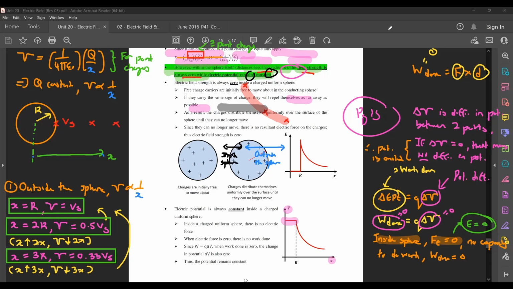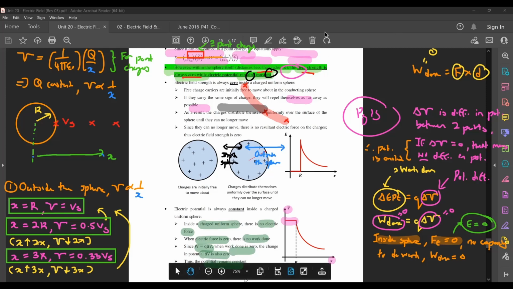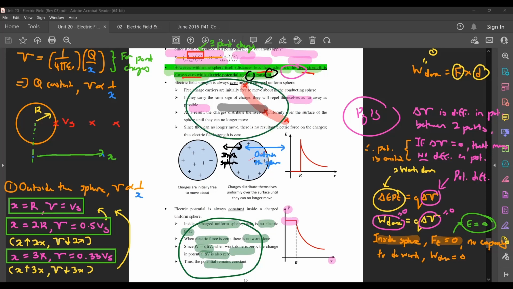So the explanation why potential is constant is actually written in the notes here. I mentioned that inside a charged uniform sphere, there's no electric force. When electric force is 0, no work is done. And because work done is Q times delta V, when work done is 0, the change in potential is also 0. Therefore, potential remains constant here. Okay. Now, in terms of explaining why potential is constant, it does not come out in your past year questions. They do not ask you to explain why potential is constant, but your past year will ask you to explain why electric field strength is 0 inside the sphere. Okay, just so you know.